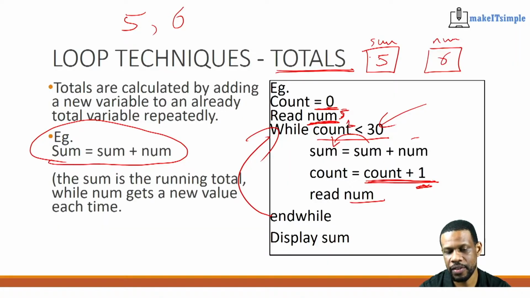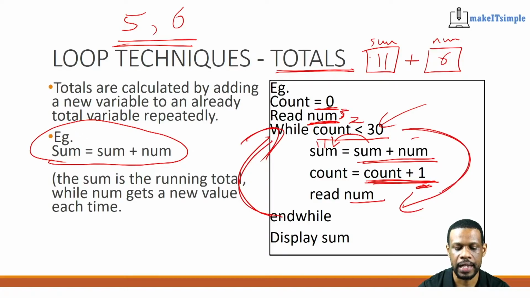The previous value of sum was 5. The statement says sum is equal to sum plus num. So I'm going to take the 6 and add it to the 5. And now sum is going to update to 6 plus 5, which is 11. And now that I have the 11, sum has gone up to 11. Did I find the sum of the two numbers so far? Yes. 6 plus 5, 11. And then the count will go up again. So count goes up to 2. Is 2 less than 30? Yes.